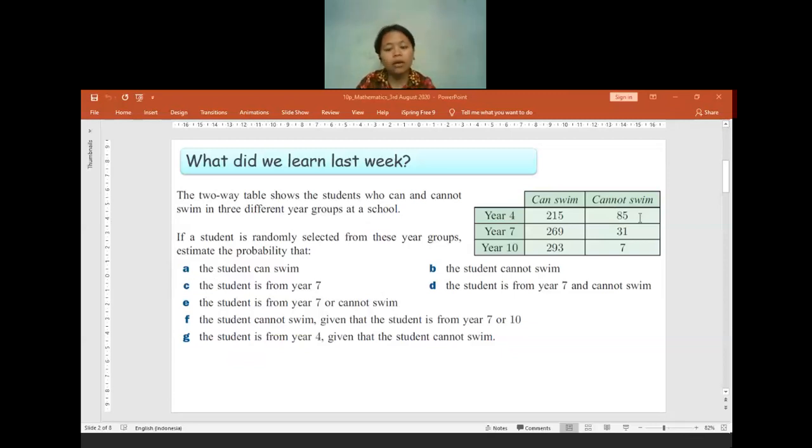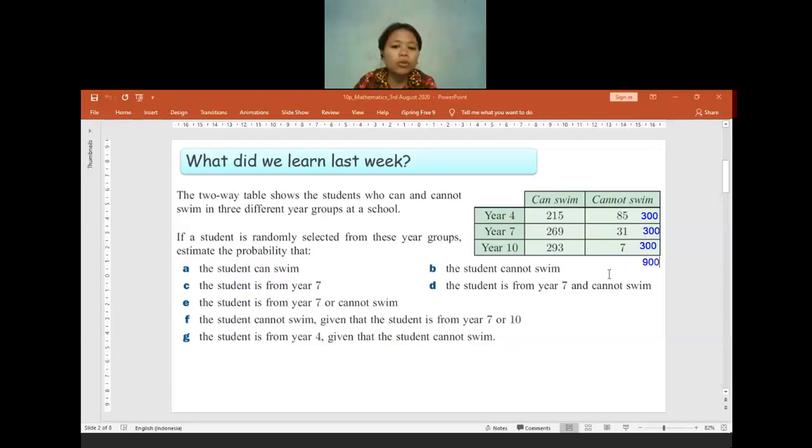Okay. For year 7, how many students are there in total? 300. For year 10, how many students are there in grade 10? 300. Okay. So in total, how many students for year 4, year 7, and also year 10? In total, there will be 900 students.